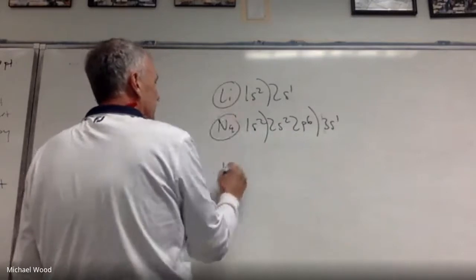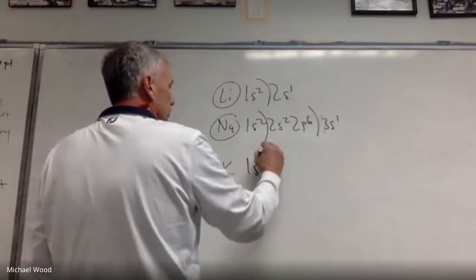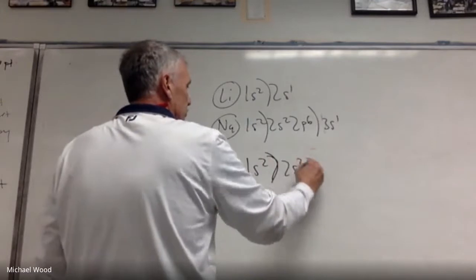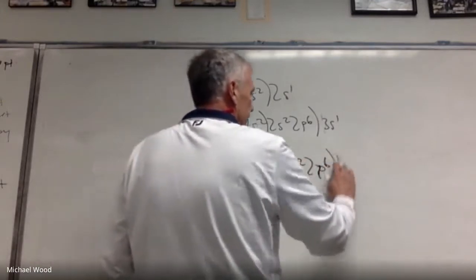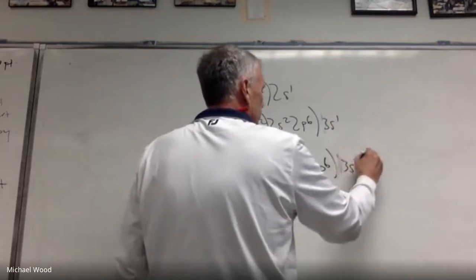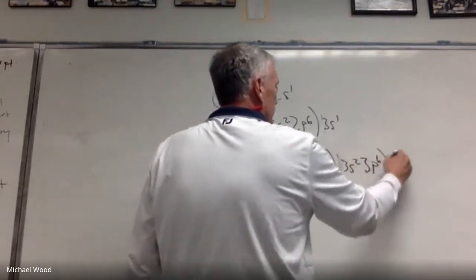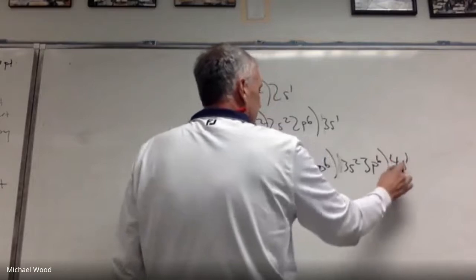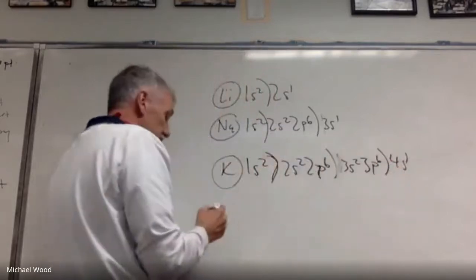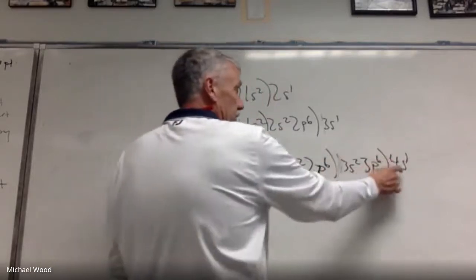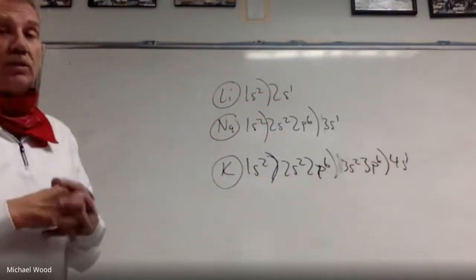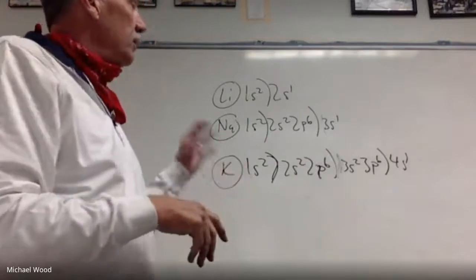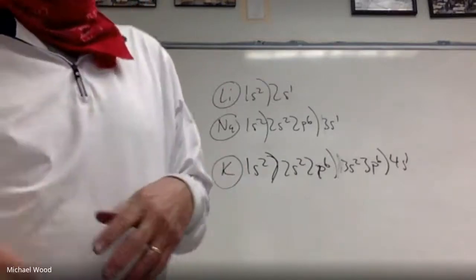Okay, and then if I have potassium, 1s2, 2s2, 2p6, 3s2, 3p6, 4s1. Well, again, this outer electron is going to be easier to remove. Its ionization energy, the energy to remove the electron, is going to be lower because it is further from the nucleus.